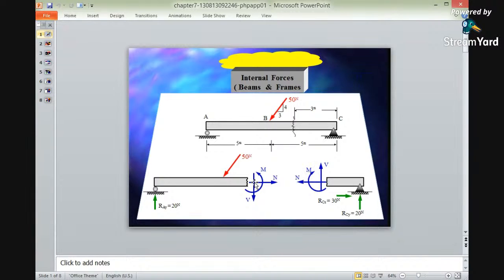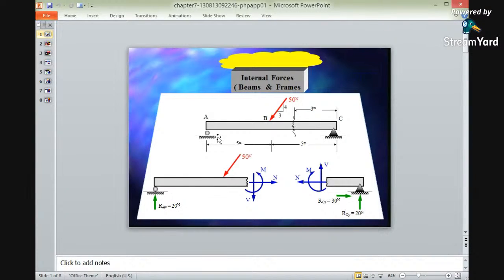After breaking this beam, a shear is created here, and there will be a normal force, perpendicular to the shear. This force will be on the right side, and this force on the left side. Again, there will be a moment here: anticlockwise on one side and clockwise on the other. So we will find out the values and the reactions for this.